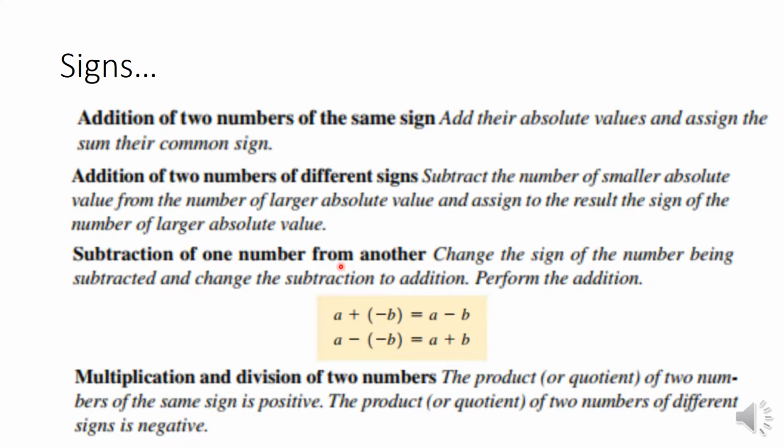If we subtract one number from another, we change the sign of the number being subtracted and change the subtraction to addition. Then we perform the addition. So A minus B is the same thing as A plus minus B, and A minus a minus B is the same thing as A plus B. If we multiply or divide two numbers, the product or quotient of the two numbers, if it has the same sign, it's positive. If the signs are different, it is negative.